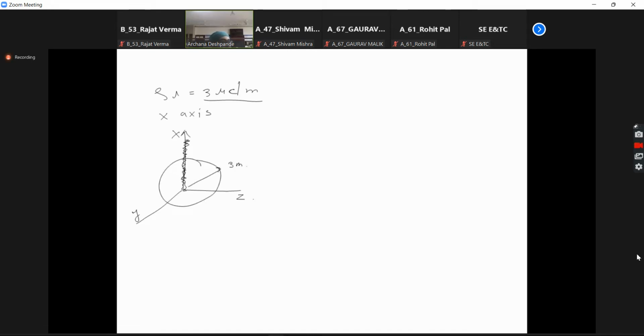So how much flux will be emitted by this sphere? Okay, so flux is equal to charge enclosed. Ma'am, that disk is placed along that xz plane, isn't it? No. ऐसा नहीं दिया है. ऐसा कुछ दिया नहीं.